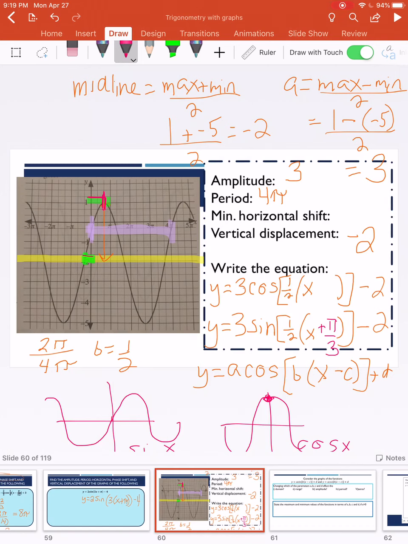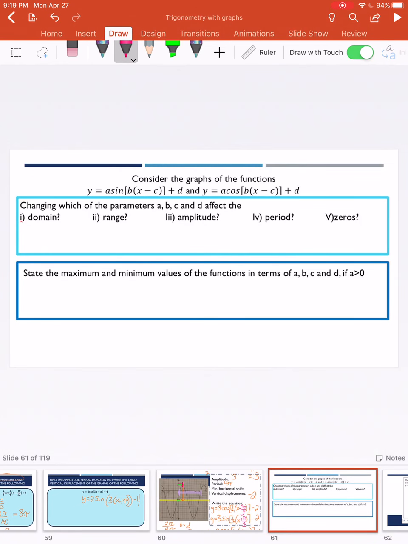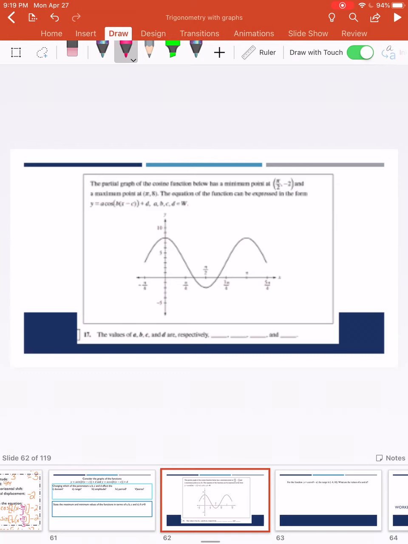So I'm going to have x minus 2 pi over 3. Okay, and then when you graph this, you should see that your graph matches the picture. All right, so we're going to just discuss a couple of things here, considering the graphs of the function. Okay, actually, I think I will skip this slide yet, and then just move to the last problem here.